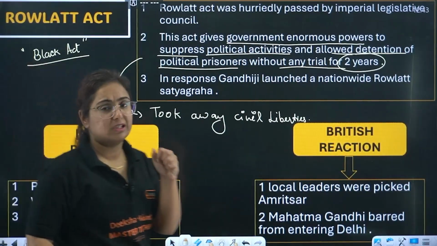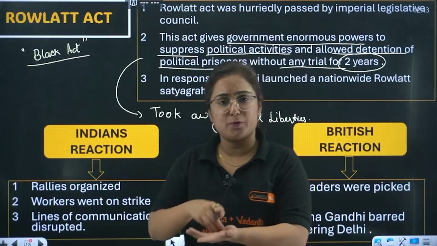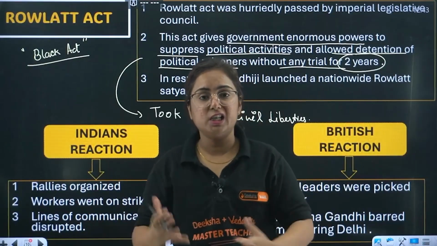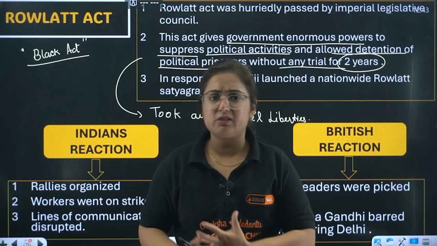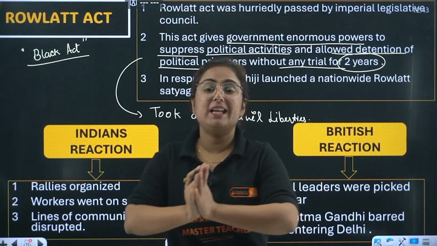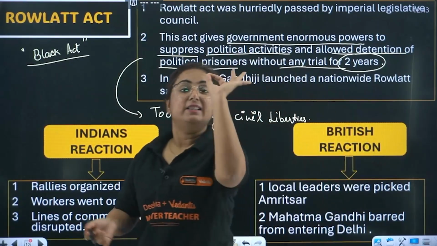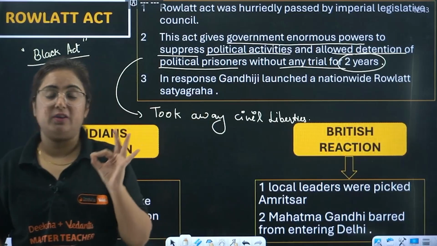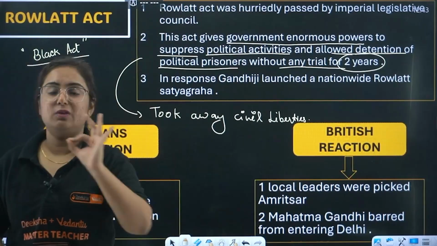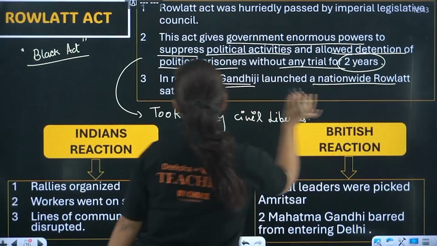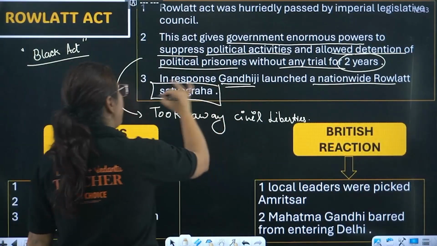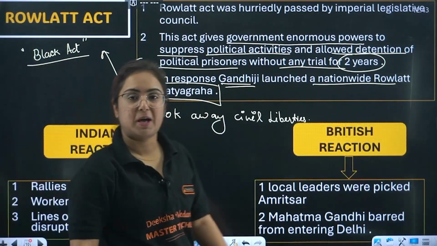So Gandhiji got the chance, because the Rowlatt Act was oppressive for the complete Indian community, be it any caste, be it any religion. So this was the time to start an all India nationwide satyagraha. Hence, Gandhiji launched a nationwide Rowlatt Satyagraha against this Rowlatt Act passed by the Britishers.